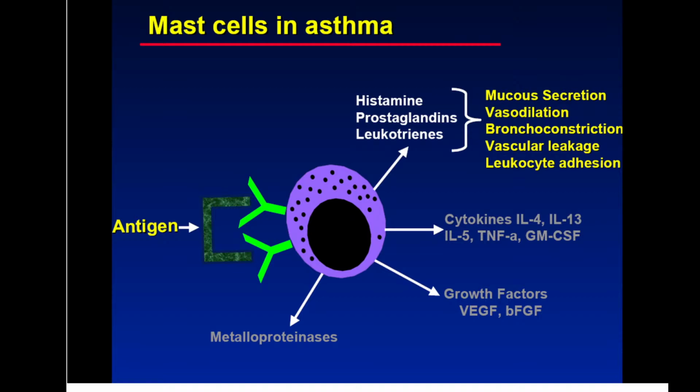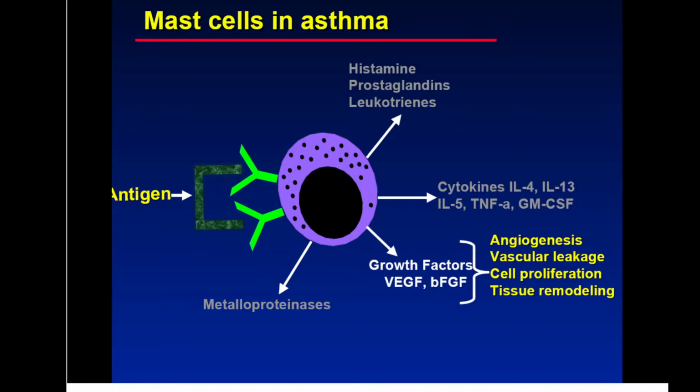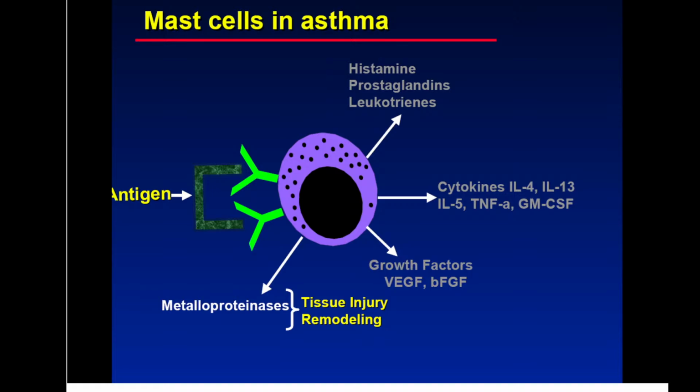And they also activate the production of cytokines, like interleukin 4, 13, and interleukin 5, that cause continuation of this process. Because interleukins 4, 13, and 10 actually cause IgE production, eosinophil production, chemotaxis, and leukocyte adhesion. And at the end of it, we have tissue injury.